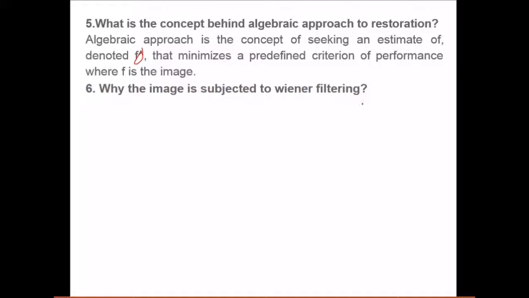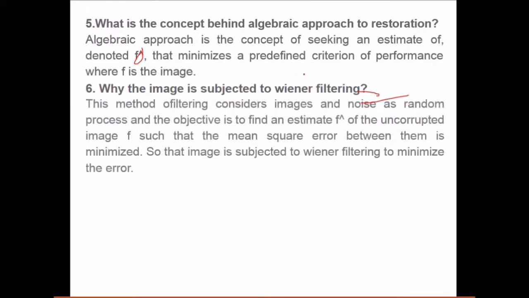Why is the image subjected to Wiener filtering? This method of filtering, Wiener filtering, considers image and noise as random processes, and the objective is to find an estimate f cap of the uncorrupted image f such that the mean square error between them is minimized, so the image is subjected to Wiener filtering to minimize the error. So this mean square error is to be minimized. This is the criterion of Wiener filtering.